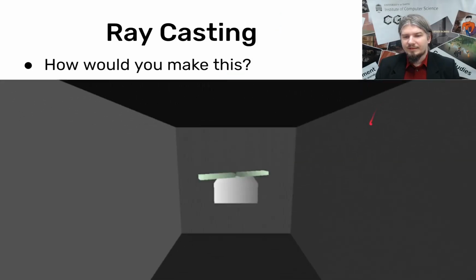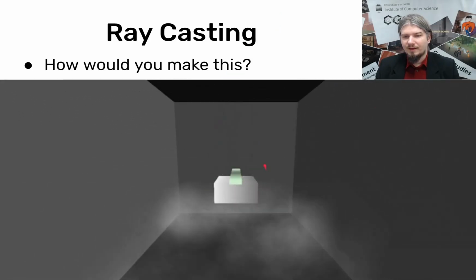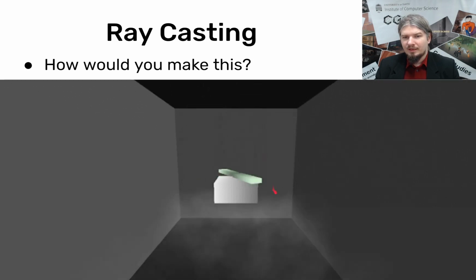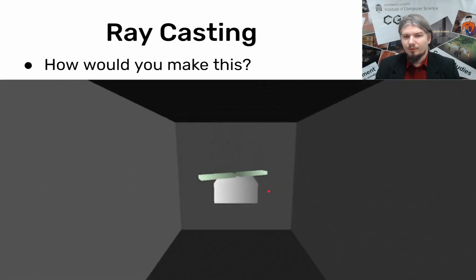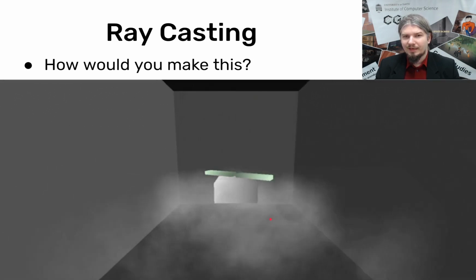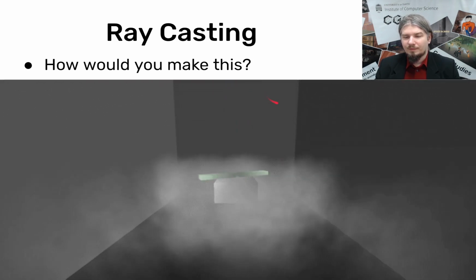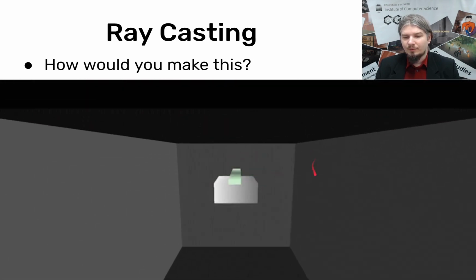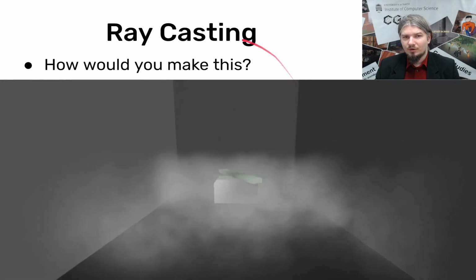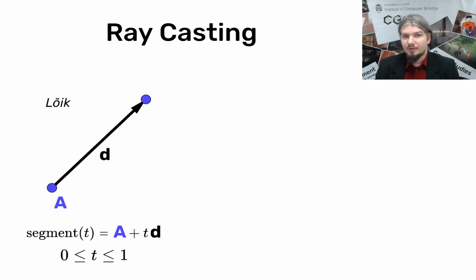Raycasting. So here is this example where the chopper is flying up and down in the hangar and the smoke particles only appear when the chopper happens to be near the ground. And the question is, how would you make this? Of course, there are plenty of different ways, but here we're going to try to do it with something called raycasting. To understand what is raycasting, we have to first understand what are rays.